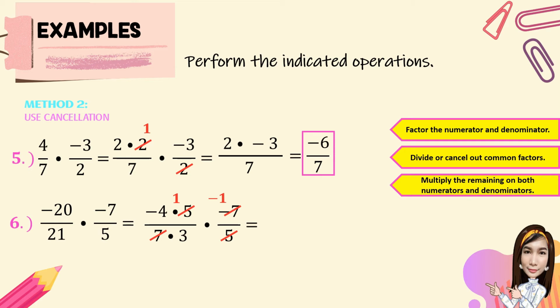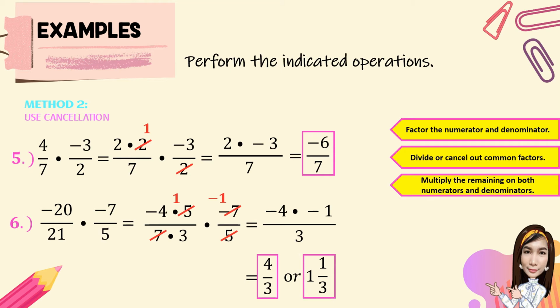Then multiply the remaining on both numerators and denominators. So the remaining on the numerators are negative 4 times negative 1, and any number multiplied by 1, still the number. Then on the denominator, we have the remaining 3. So negative 4 times negative 1 is equal to positive 4 over 3. And that is considered an improper fraction, so we are going to change it into a mixed number. And that is equal to 1 and 1 over 3, or 1 and 1/3. So either of the two is considered the final answer.